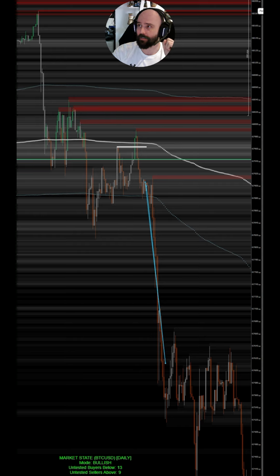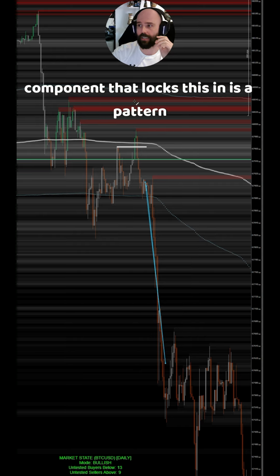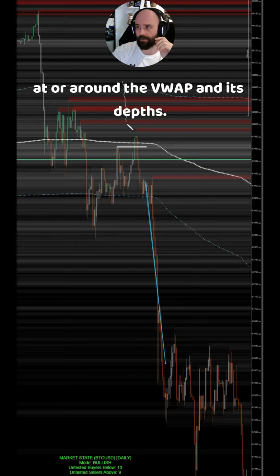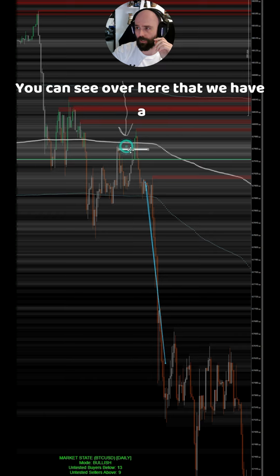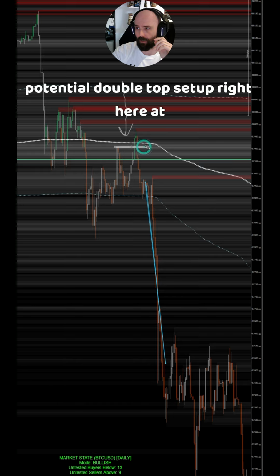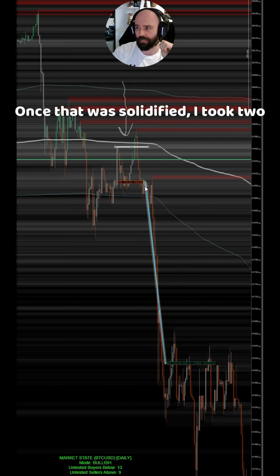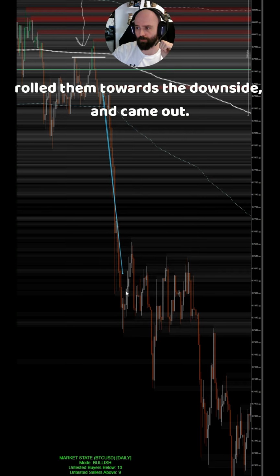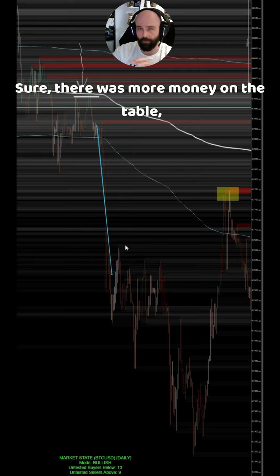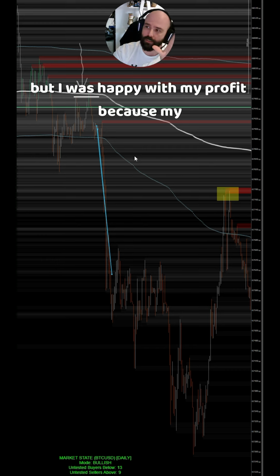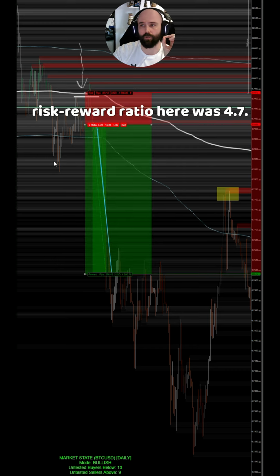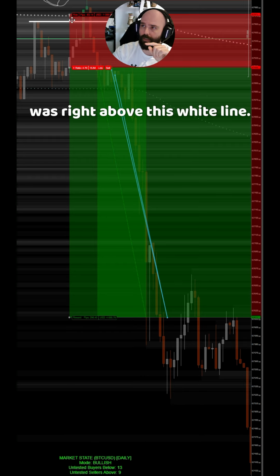The second component that locks this in is a pattern at or around the VWAP and its dips. You can see over here that we have a potential double top setup right here at the VWAP. Once that was solidified, I took two positions, rode them towards the downside, and came out. Sure, there was more money on the table, but I was happy with my profit because my risk-reward ratio here was 4.7. My stop loss was right above this white line.